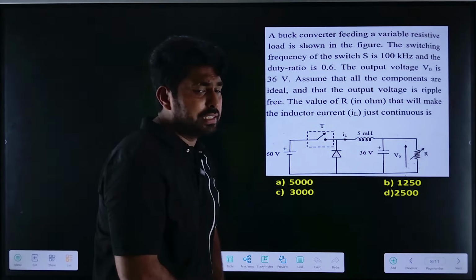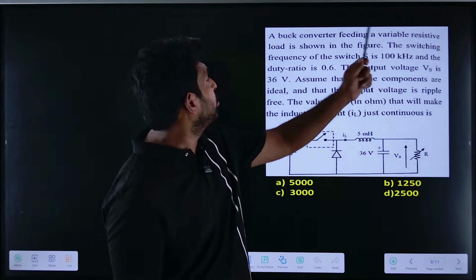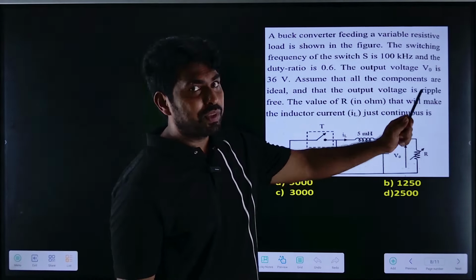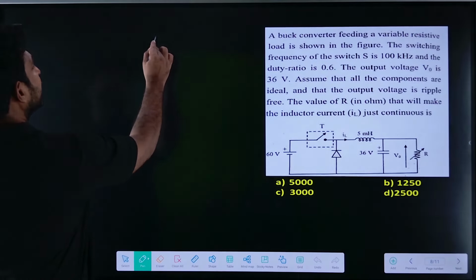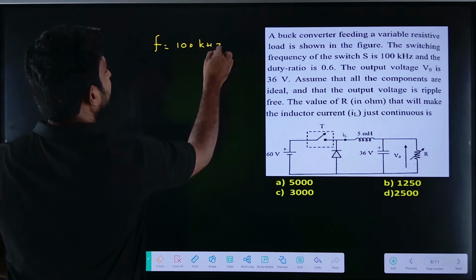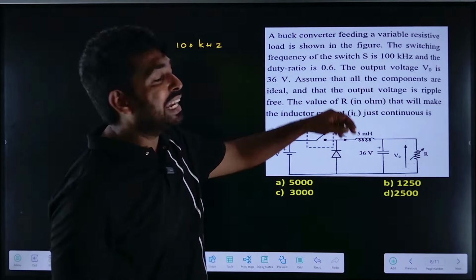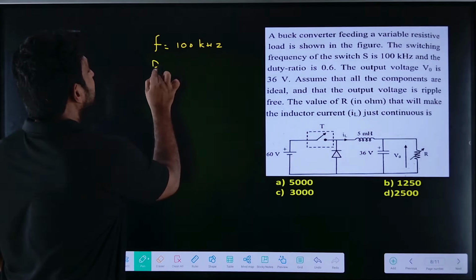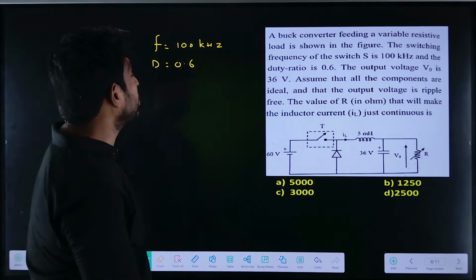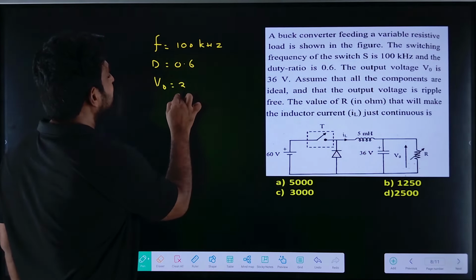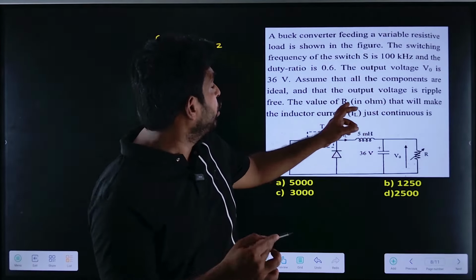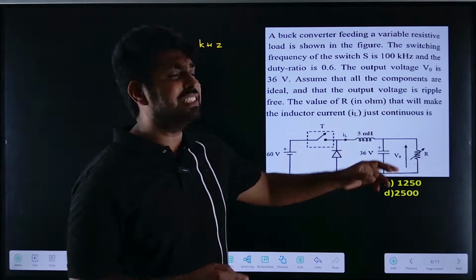It is also a buck converter, feeding a variable resistive load. In the figure, the switching frequency of this switch is given as 100 kHz. The duty ratio is given as 0.6. The output voltage V0 is given as 36 volts. Assume that components are ideal. You need to find the value of R to make the inductor current just continuous.